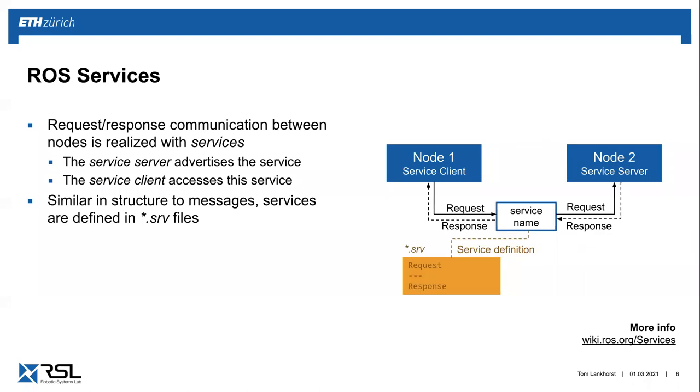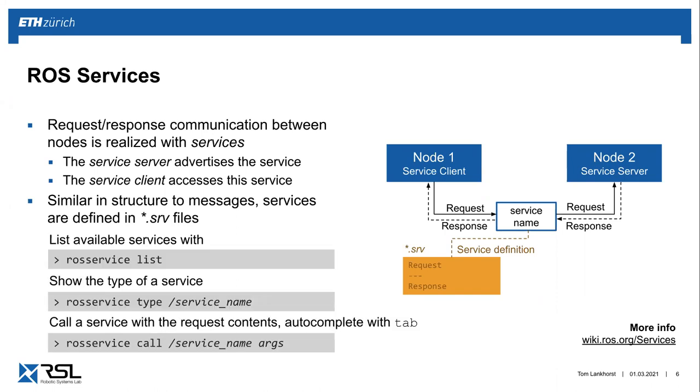More specifically, a service can be described by its service name, which uniquely identifies the service, and the service definition, which is stored in an SRV file, and has a structure similar to that of messages. ROS provides you with the necessary command line tools to navigate the services that are available in your ROS network. You can use the rosservice list command to list all the available services. You can show the type of a specific service by calling the rosservice type command. And you can even call a service by using the rosservice call command with the name of the service and the arguments to the service call.